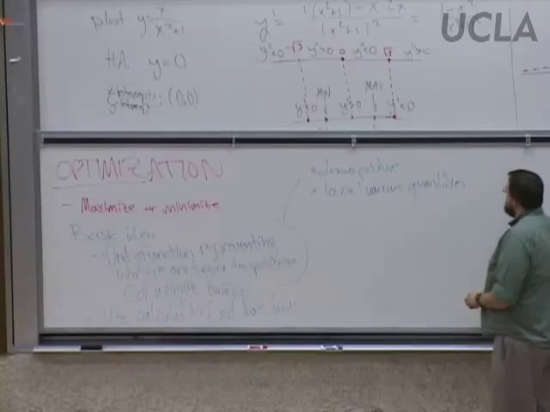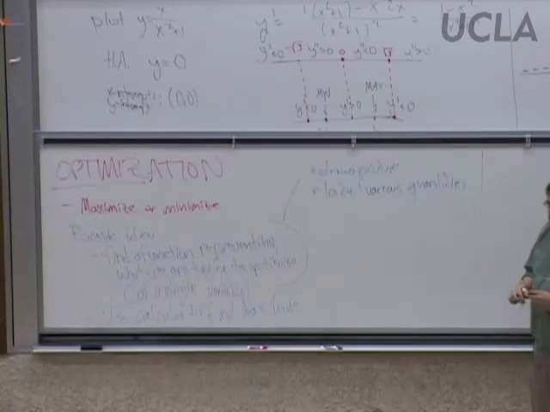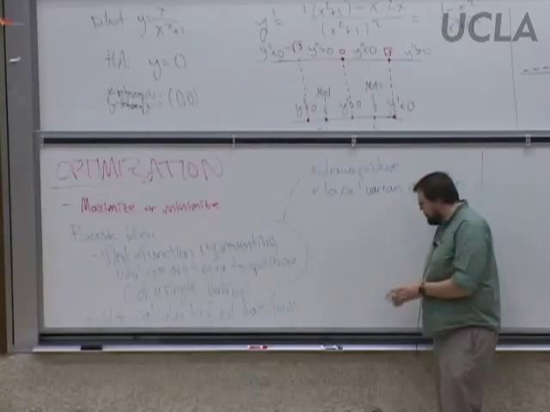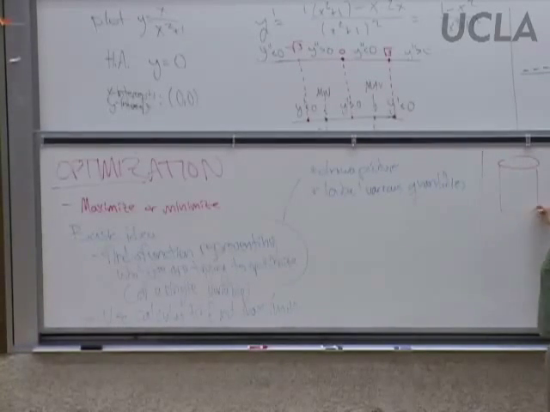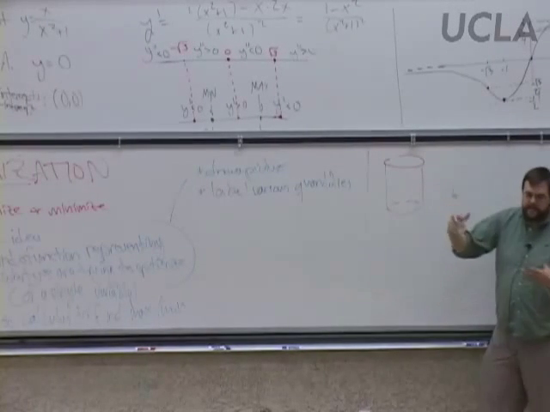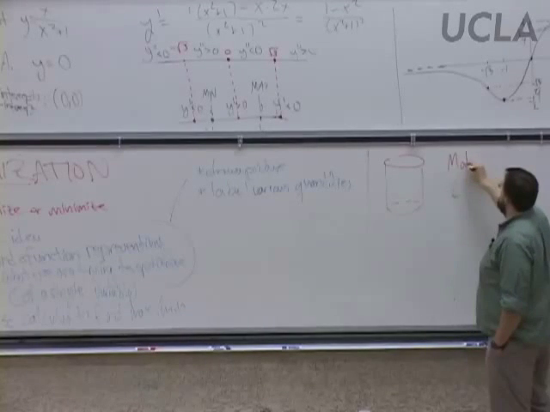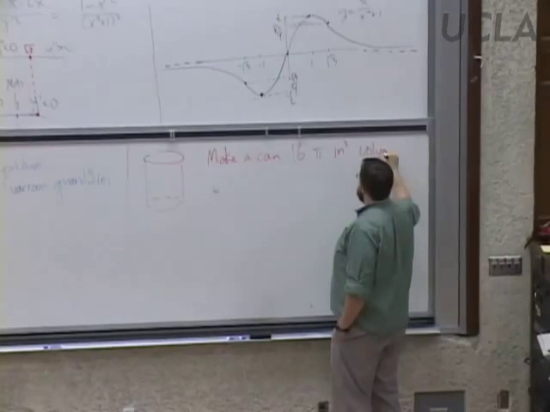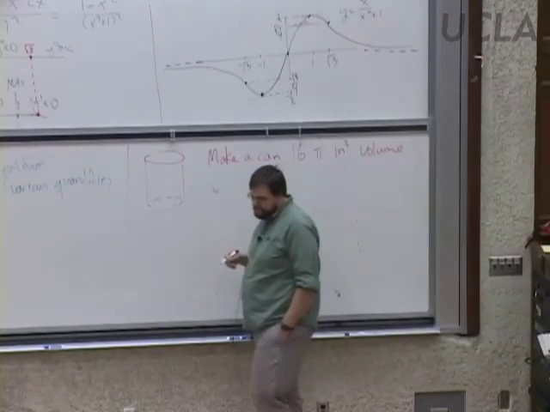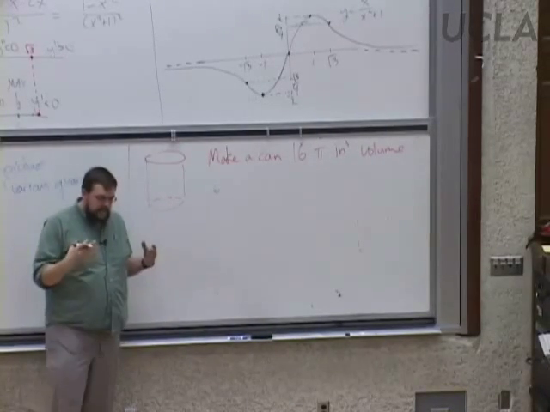Okay, so here's a simple example. Suppose you're a manufacturer of cans. And you're asked to manufacture a can. And by the way, if you remember what I mean by can, it's basically a cylindrical thing made out of metal. You're asked to manufacture a can which has 16 pi inches cubed volume. So you have to have 16 pi cubic inches of volume in that can.